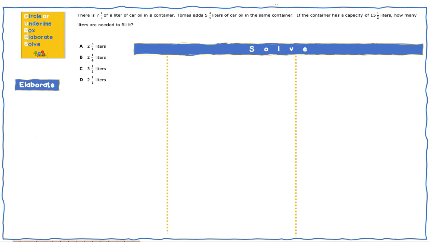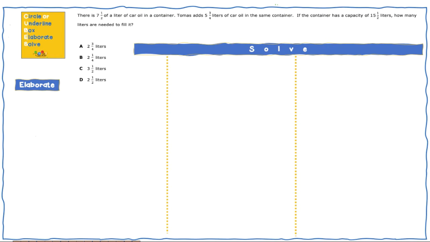There is 7.5 of a liter of car oil in a container. Thomas adds 5 3/4 liters of car oil in the same container. If the container has capacity of 15.5 liters, how many liters are needed to fill it in?